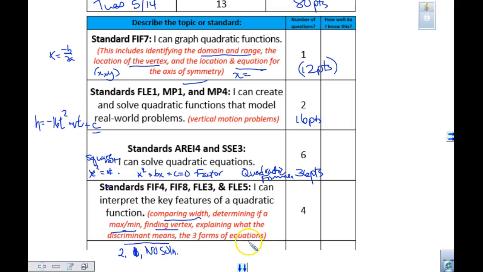And then the 3 forms of the equation. You might have to rewrite something in a different form. I might give you it in standard form and ask you to change it to one of the other ones. So kind of like that project, just making sure you understand which way it's written. So the test is Tuesday. This is kind of what's going to be on those last 4 questions. That will be 16 points for a total of our 80 that we are looking at.